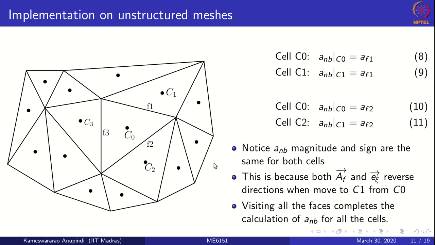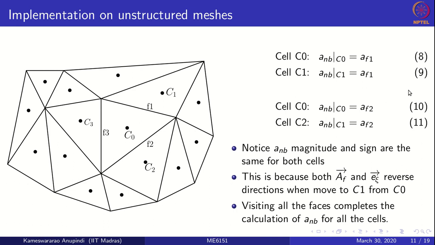All right. Now, what we see here is that the magnitude and sign of A and B is the same for both the cells, right? For AF1, we are not changing anything. We are assigning the same value to both C0 and C1. Similarly, whatever you calculate for AF2, we are assigning it to C0 and C2. We are not changing. Why is this? Actually, this is happening because although we calculate A and B from this cell, when we go here, there are certain things that are changed, right? For example, your AF now points this way and so on.